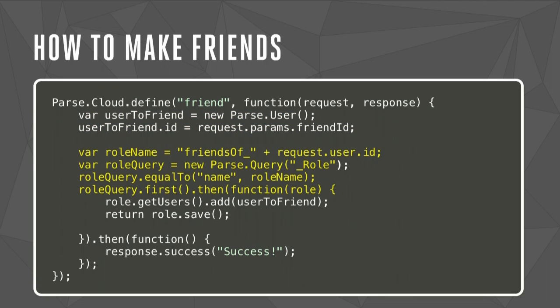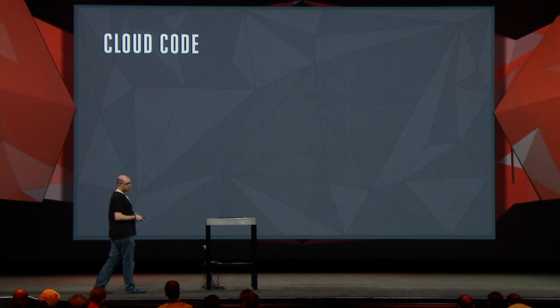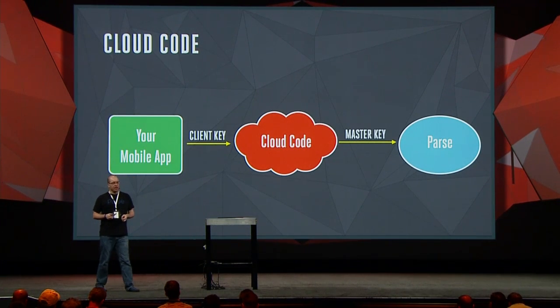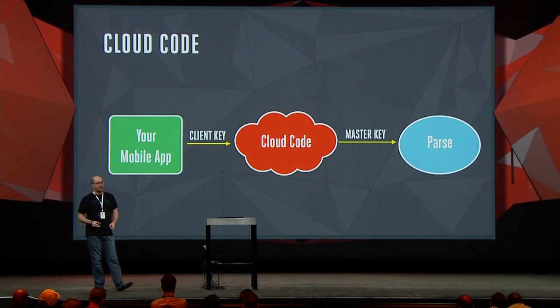Then, again, we set up the exact same role name. We query for a role with that name. And then once we get that role, which represents whose friend I'm going to be, we add the user who was passed in to the users for that role. And that's it. So I think this is a pretty common pattern.